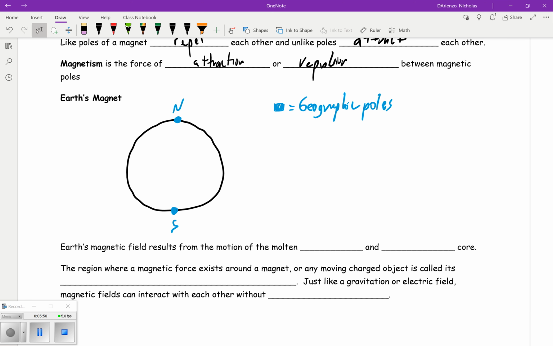Now, what you may not be quite as aware of are the locations of the geographic and magnetic poles on Earth. In the diagram here, I've written out the north and south geographic poles, which we should be relatively familiar with.